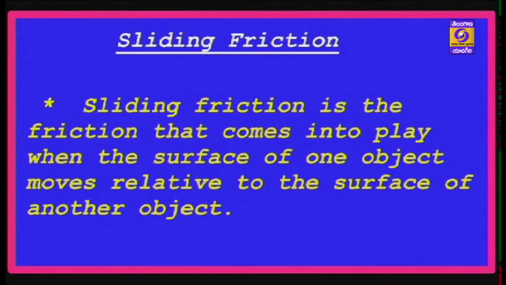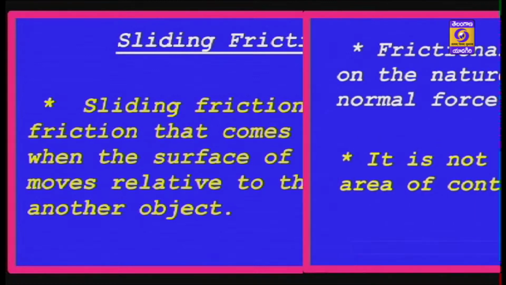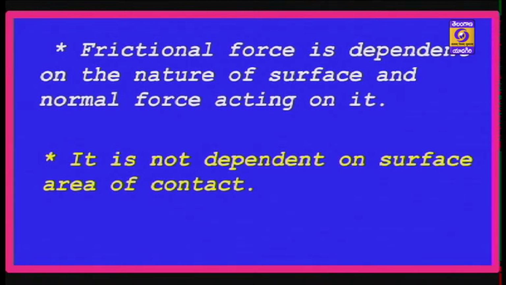Sliding friction is the friction that comes into play when the surface of one object moves relative to the surface of another object. We also have learnt about frictional force dependent on the nature of surface and normal force acting on it. It is not dependent on the surface area of contact.